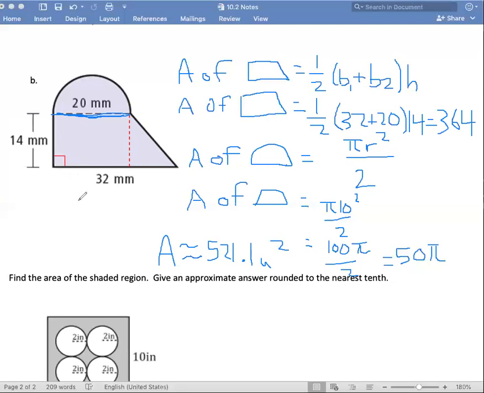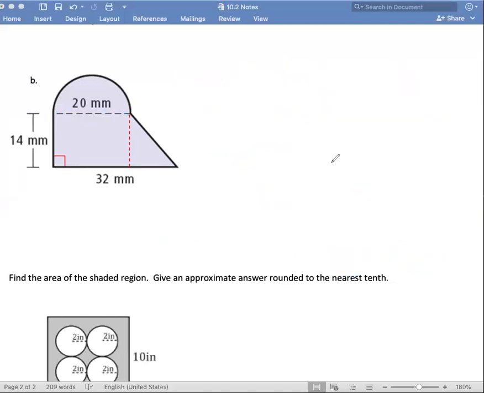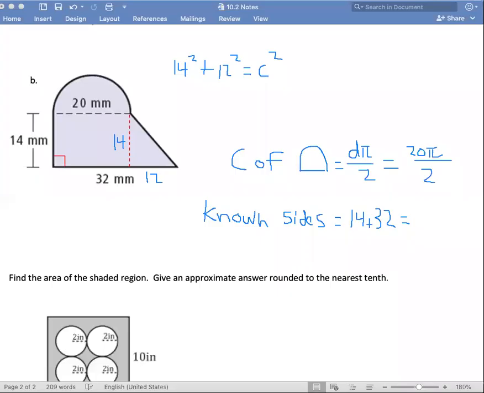Okay, the next thing we're going to do, the last thing we're going to do on this problem is we are going to find the perimeter of this entire figure. So I want you to pause the video and think about how you could find the perimeter of this entire figure. All right, so here we go. We're going to find the perimeter of this figure, and then we're going to be done with this problem.